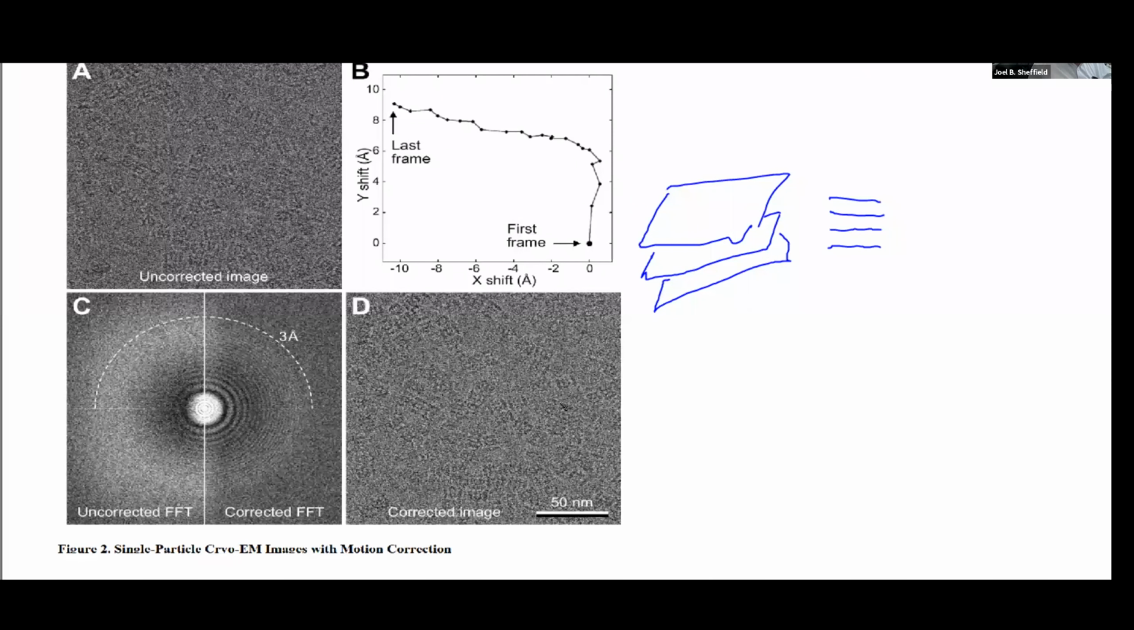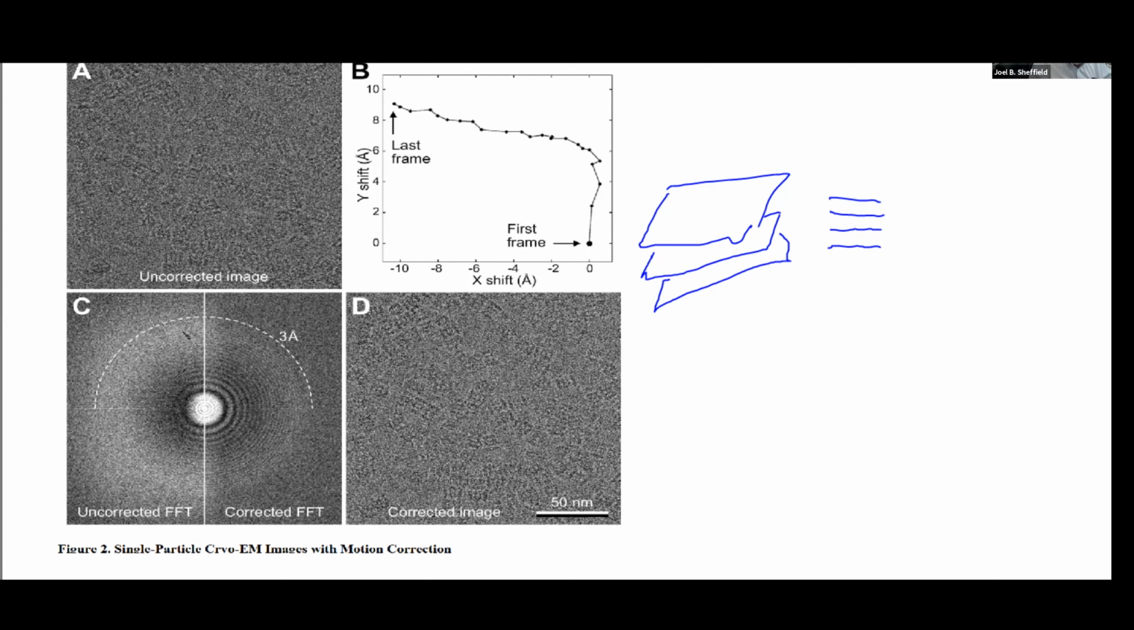Now, in this paper, they point out that you and I, and even they, would actually have a pretty difficult time seeing a difference between the figure in A and the figure in D, even though D is the corrected one. But they point out that if you do a Fourier transform, which is, again, something we're not going to deal with, except that the Fourier transform indicates a certain kind of regularity in the image.